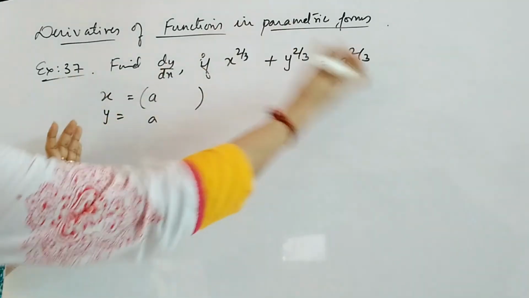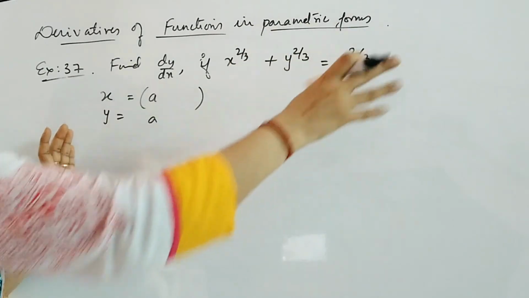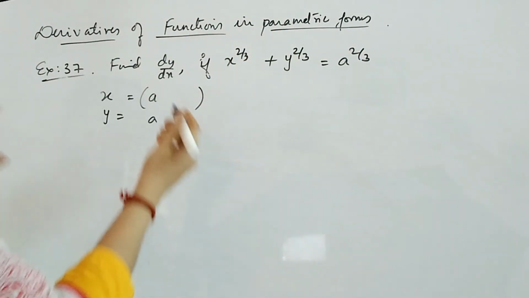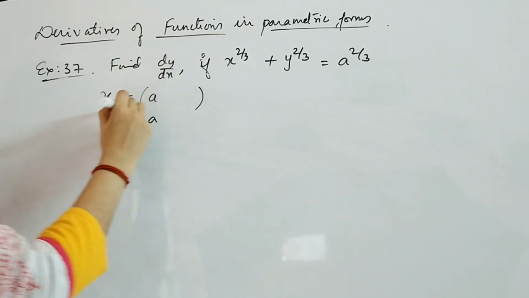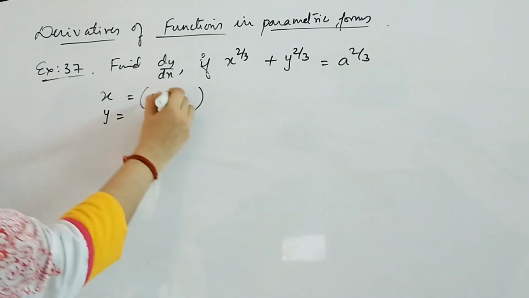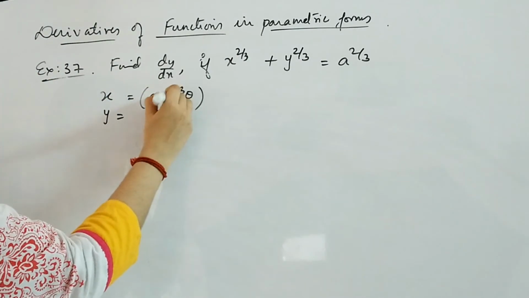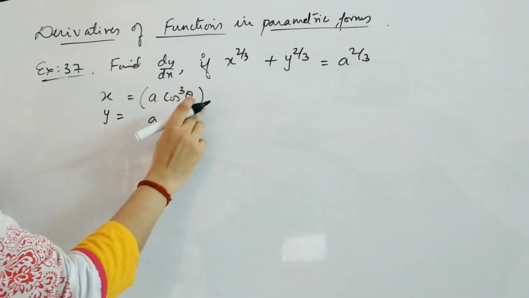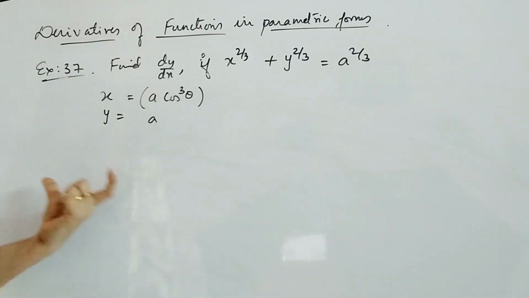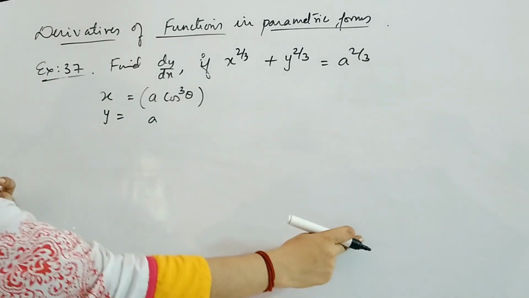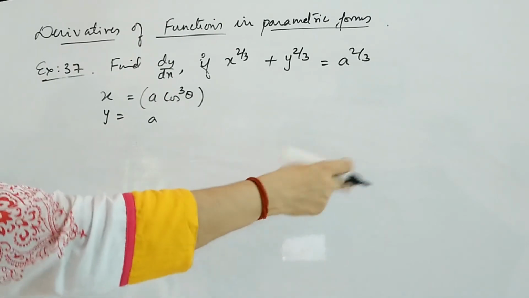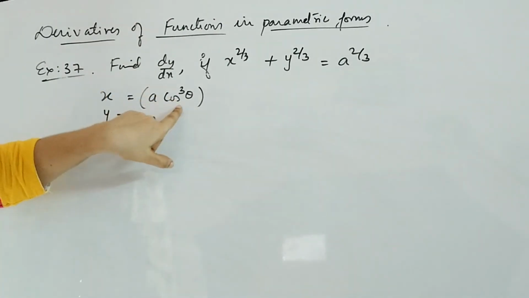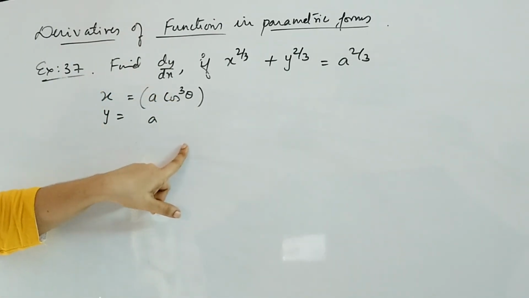So the answer will contain that a term and the remaining will go as 1. In that manner your x should be a into cos cube theta. Why cos cube theta? Sin cube theta, like that you can take. As we have seen in your circle, you have a cos theta comma b sin theta. That's why we are taking x as cos and the y term as sin.